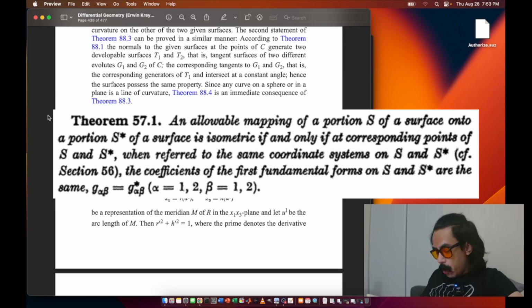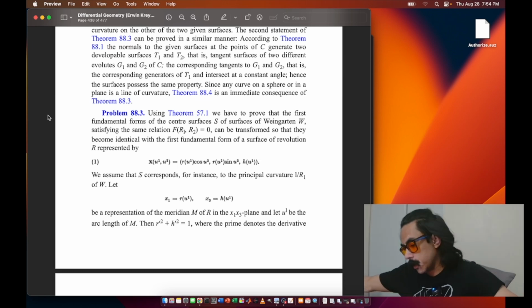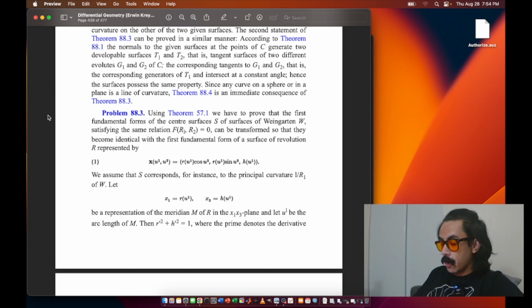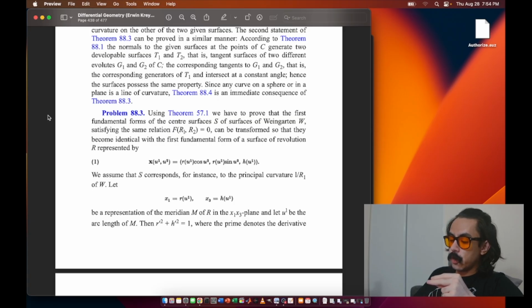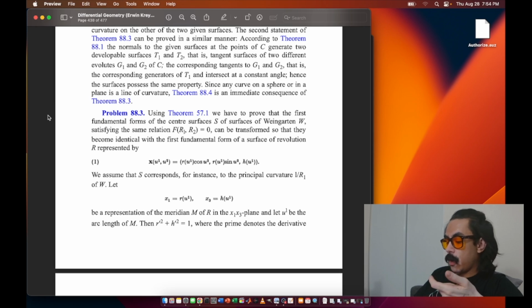So G sub alpha beta equals G star sub alpha beta for all of the values of alpha and beta. So using that, we have to prove that the first fundamental forms of the center surfaces S of surfaces of Weingarten, W, let's say, satisfying the same relation, a function F in terms of R1 and R2 equal to 0, can be transformed so that they become identical with the first fundamental form of a surface of revolution R represented by the vector x in terms of u1 and u2, which is then equal, entry-wise, to r of u1 times cosine of u2, then r of u1 times sine of u2, and finally h of u1.